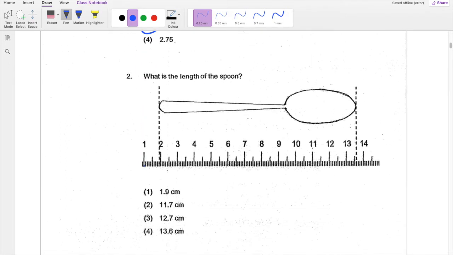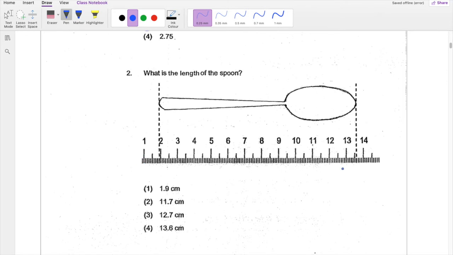So the second question, what is the length of a spoon? It's the same as before, we need to read from this ruler. Normally, when we check the length of something, what we do is put the start at number 0 of the ruler, and then we can calculate based on the end. Well, here we see that the start is not 0. So what we do is use the end minus the start.